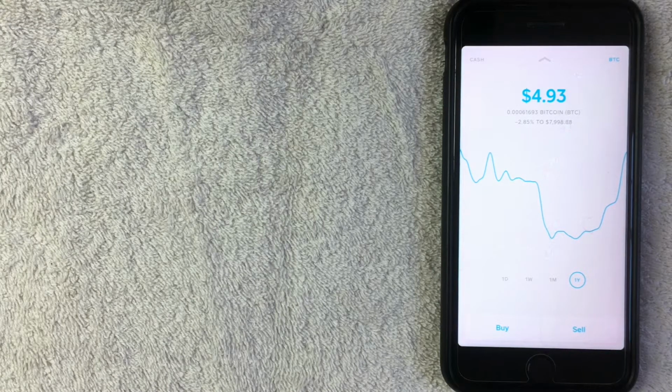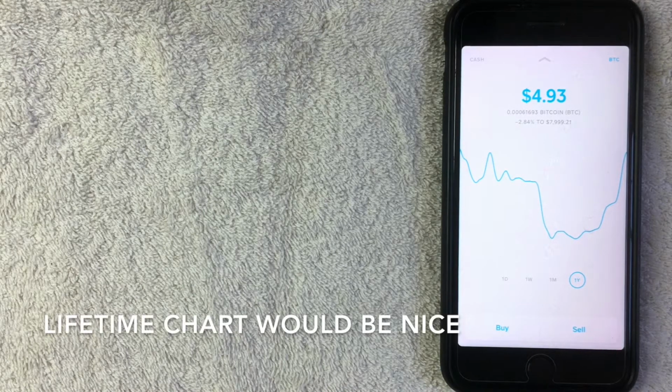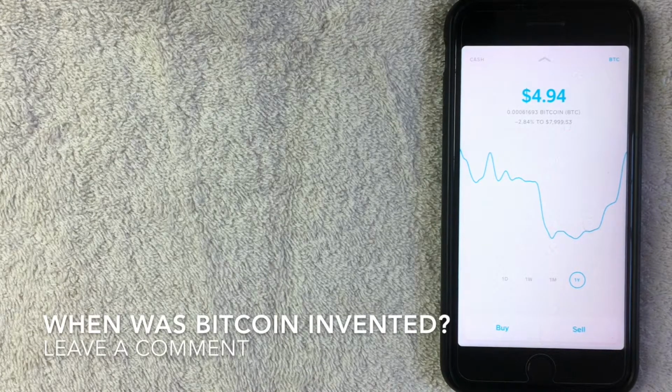The nice thing about Cash App would be if they change the app so you can see the complete historical value of Bitcoin, because I know Bitcoin's been around for a while. I don't know exactly how long it has been. If you know, be sure to leave a comment below, but I know that at one point or another, it was trading in pennies. And now we're talking $8,000, at one point $20,000. So that's a pretty big swing. And I would like to see that available on a 5-year chart or even a lifetime chart.